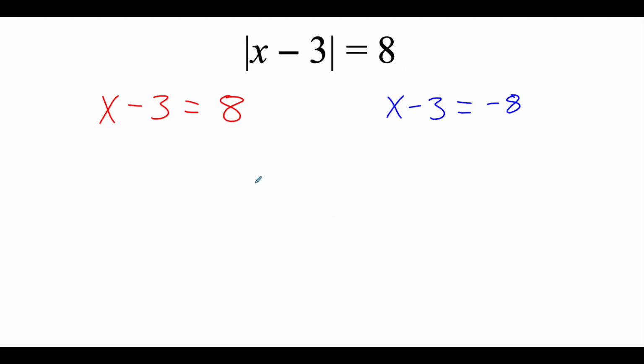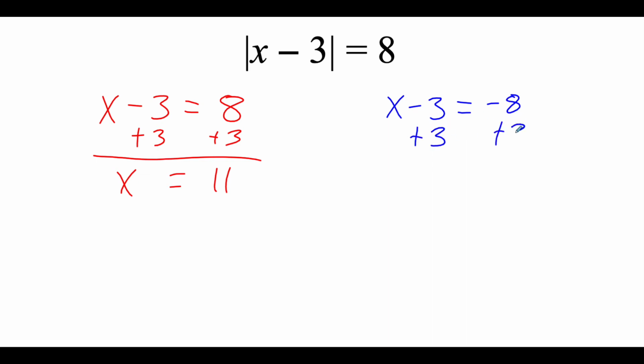Now to get our two separate answers, we're just going to solve each one of these equations individually. If we start with the red equation, x minus 3 equals 8, to get rid of that minus 3 that's attached to my x, I need to add 3 on both sides. So that's going to leave me with x equals 11. That's our first answer. And if we go over to our other equation, x minus 3 equals negative 8, when I add that 3 over to the right-hand side, I get x equals negative 5.